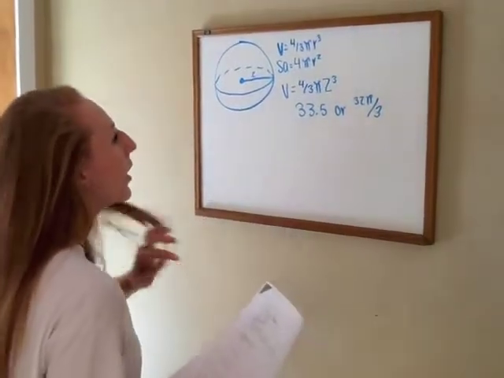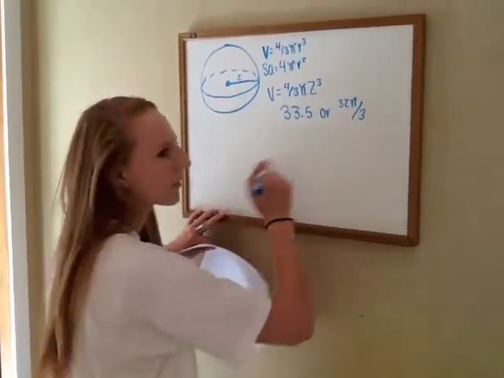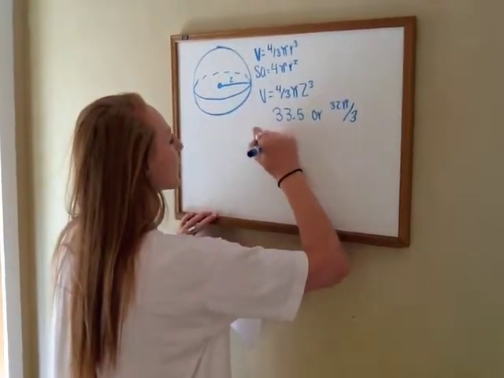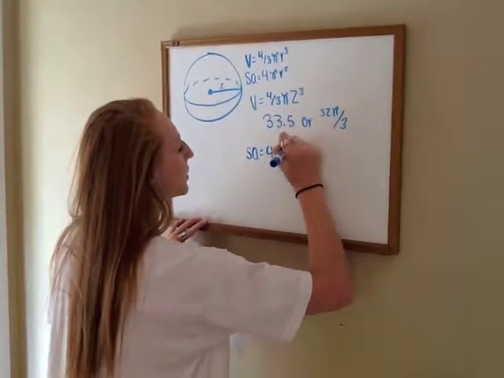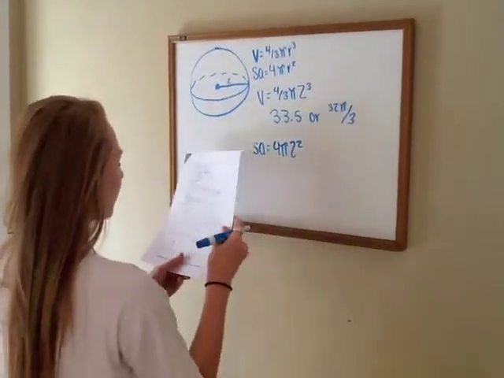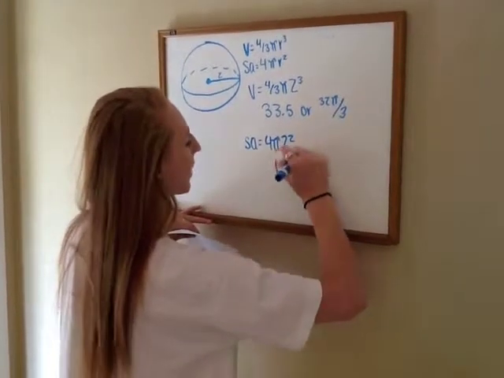For surface area, you use the same thing, just plug in the radius for r. So that's going to be surface area equals 4 pi 2 squared. And the answer that you get for that is 16 pi. And I just left that in pi.